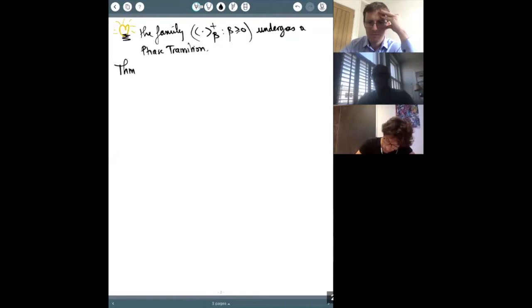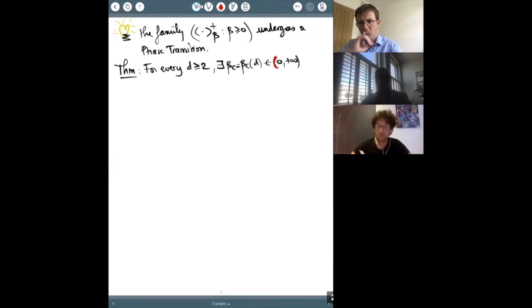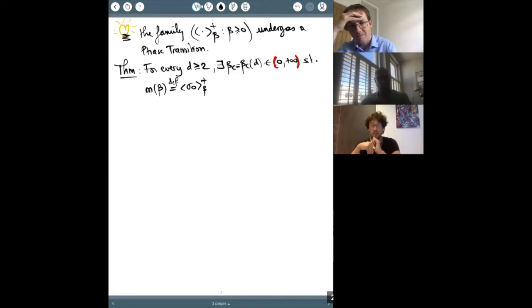So theorem: for every d larger or equal to 2, there exists a beta c, which, by the way, depends on the dimension, okay? But the important thing is that it's not zero, and it's not infinity, so it's strictly between zero and infinity, such that the magnetization, which is nothing else than the average of the spin at zero, ⟨σ_0⟩_{+,β}, is either zero if beta is smaller than beta c, and strictly positive if beta is larger than beta c.